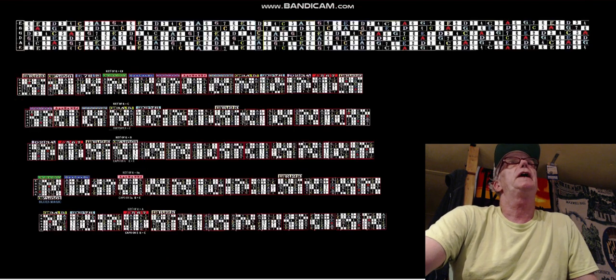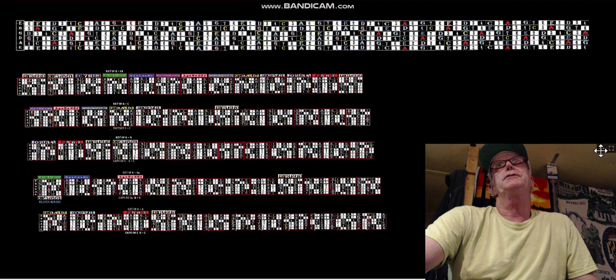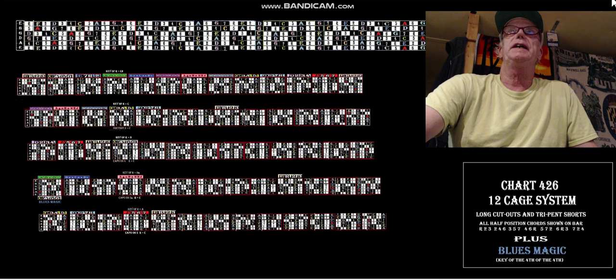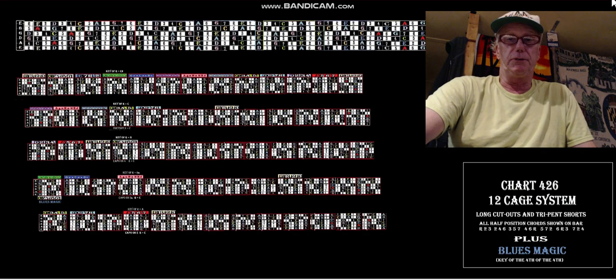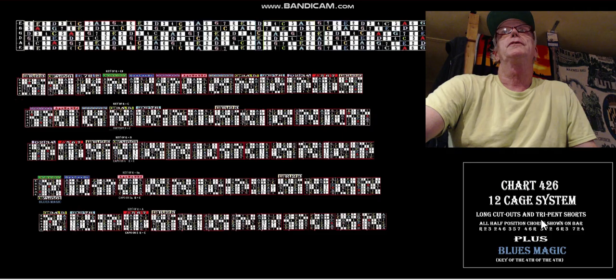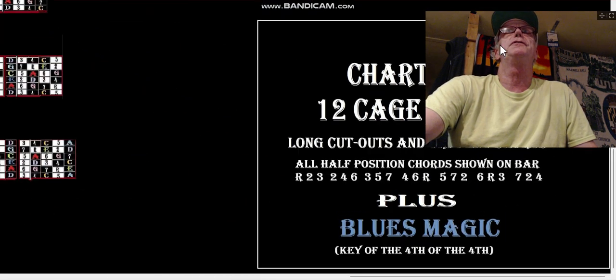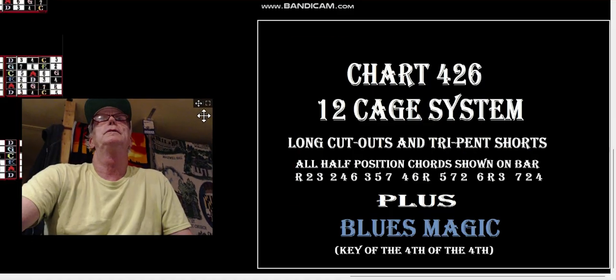Well, let's move ahead. So they made another chart. 12 cage system. Now we know it's a 12 cage system. Long cutouts and tripent shorts, all half position chords shown on the bar. So these are the action fingers chords that we're going to be looking for.